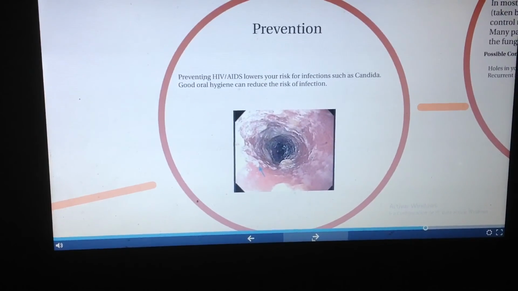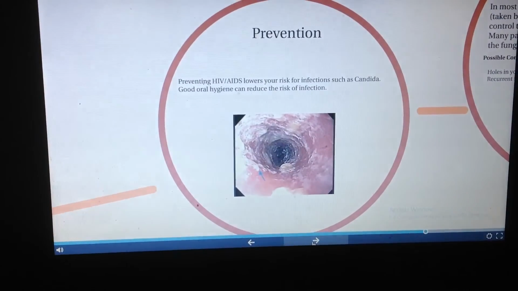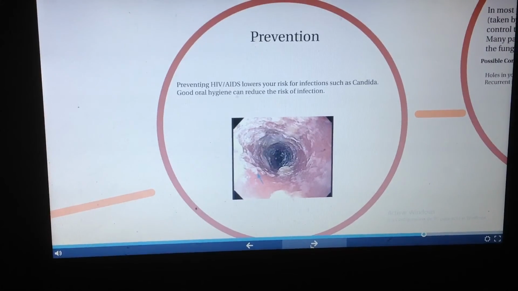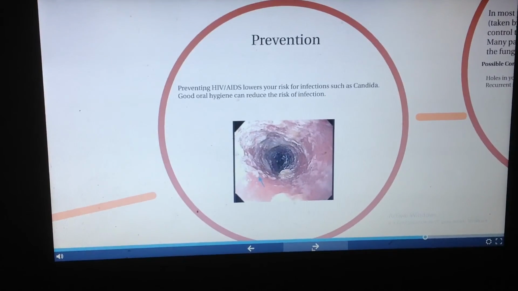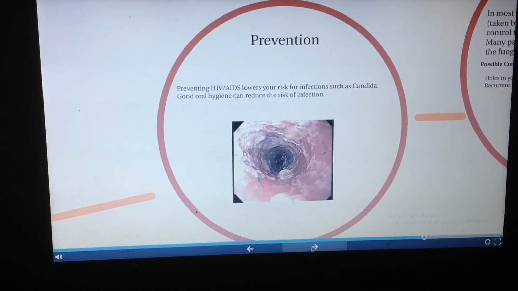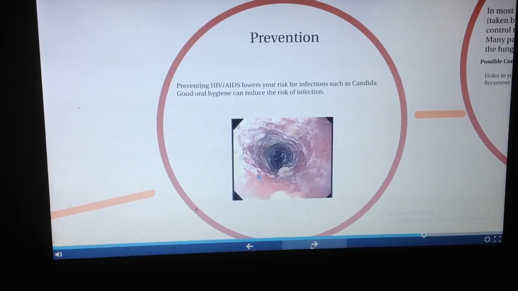Prevention. Preventing HIV/AIDS lowers your risk for infections such as Candida. Good oral hygiene can reduce the risk of infection.